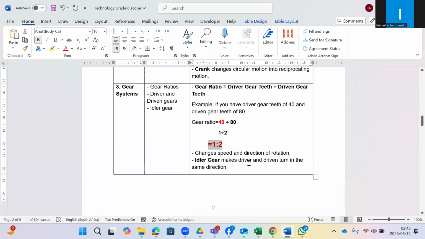Then we have another type of gear called idler. Idler is a type of gear that makes the driver and the driven gear turn in the same direction. So if you want the driver and then the driven gear to be turned in the same direction, you need another small gear called idler.